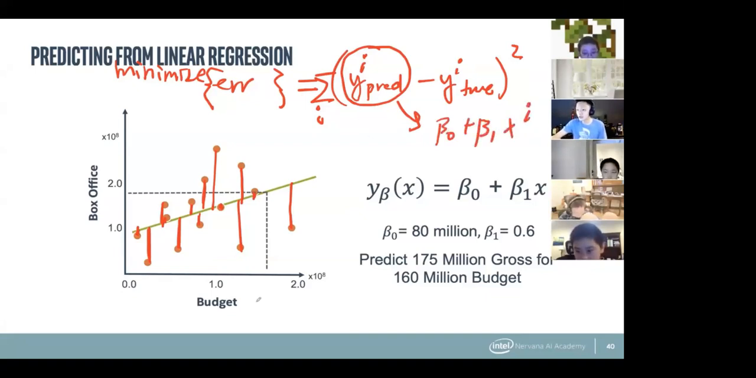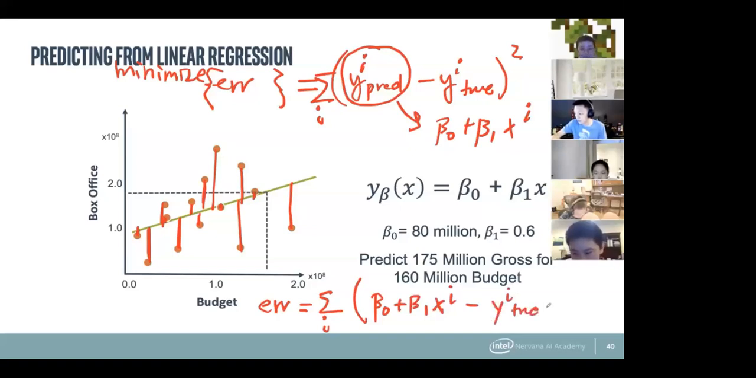And so we can rewrite this equation as the error is equal to the sum over all the data points of beta 0 plus beta 1 xi minus yi true, and then we square it. So given this, it becomes sort of obvious what we want to do, right? Because we have these two interesting parameters, beta 0 and beta 1.